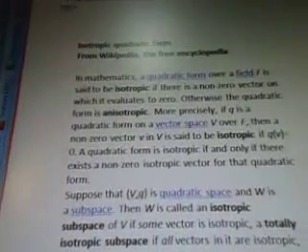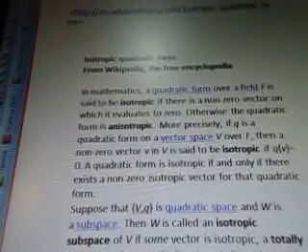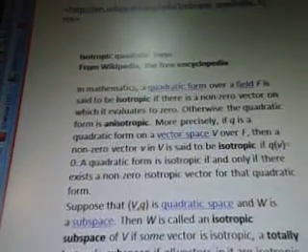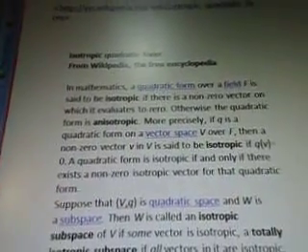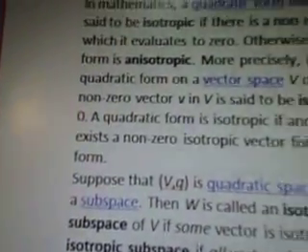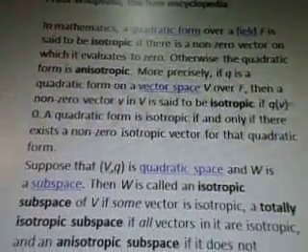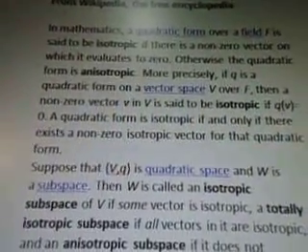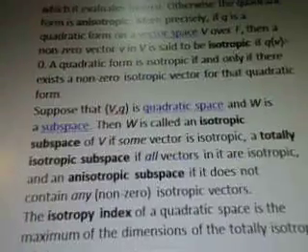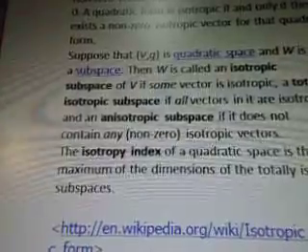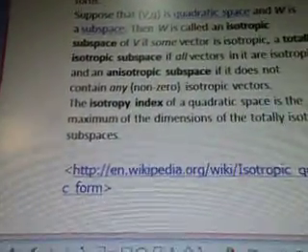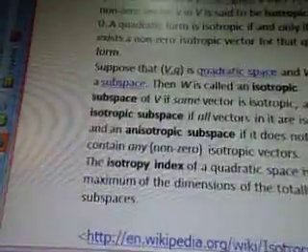More precisely, if Q is a quadratic form on a vector space V over F, then a non-zero vector v of V is said to be isotropic if this equation holds. A quadratic form is isotropic if and only if there exists a non-zero isotropic vector for the quadratic form. Oh, okay, so it's giving an example, and I'm sure you guys know what this means. Okay, well, I guess this is a short video.